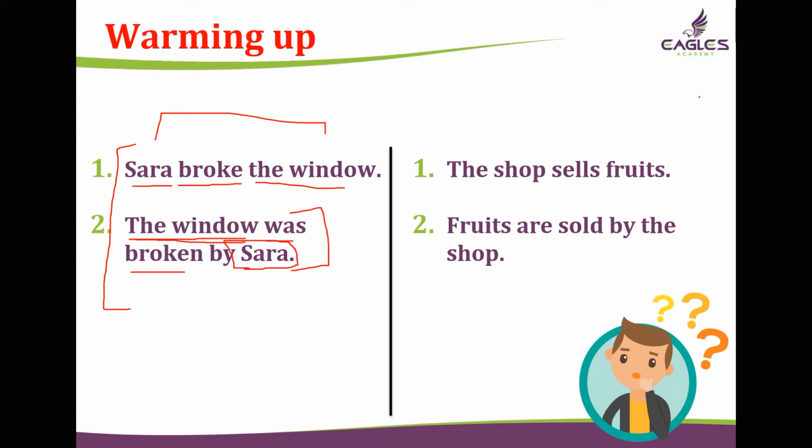The same thing with these sentences. The shop sells fruits. Shop, subject, sells, verb, fruits is the object. While here, fruits are sold by the shop. Shop, who sells the fruits. So this is the subject, while fruits is the thing that we sell. So this is the object. And here we have the verb. So the object replaces the verb. Have you ever seen this before?